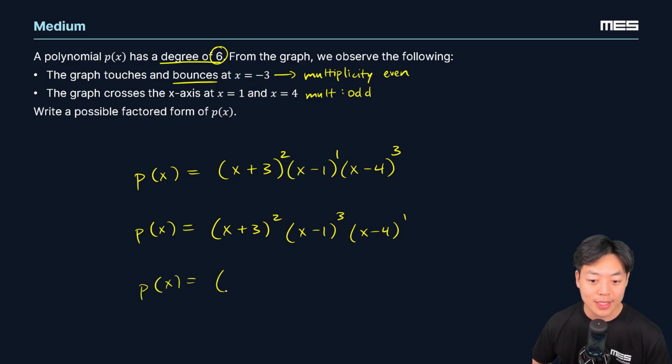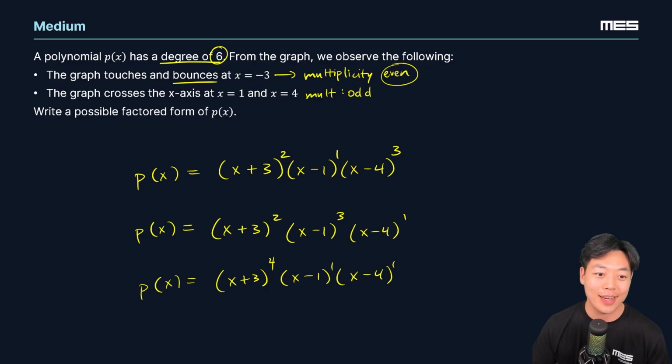Another way we could write this is x plus 3 to the fourth power, because 4 is still even, and make the other ones a 1. So 1, 1, and 4 add up to 6, so that's another way to write it. Let me know down in the comments if you have any other ways we can write a factored form of p of x. These are the only 3 that I could find, but if you could find more, let me know.